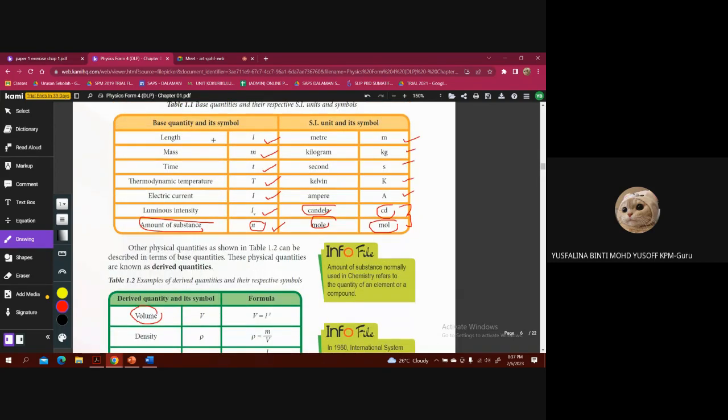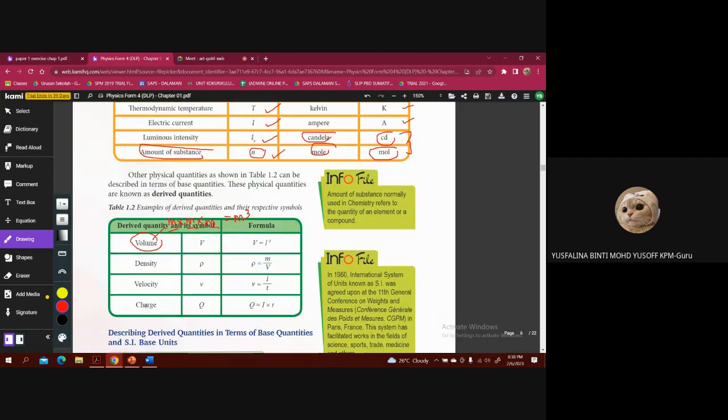So let's say for the length is m, for the volume is m times m times m. The unit meter times meter times meter, you got meter cube. So we use a base unit, and we multiply or we divide it, you got another physical quantity, or derived quantities. So this is the example.